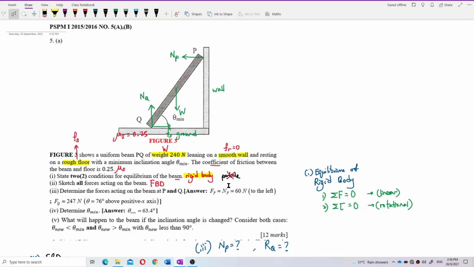Okay, now let's continue our part B. So now on question 3, determine the forces acting on the beam at point P and Q. So we want to find the force on P and Q. So what are the forces on P and Q?